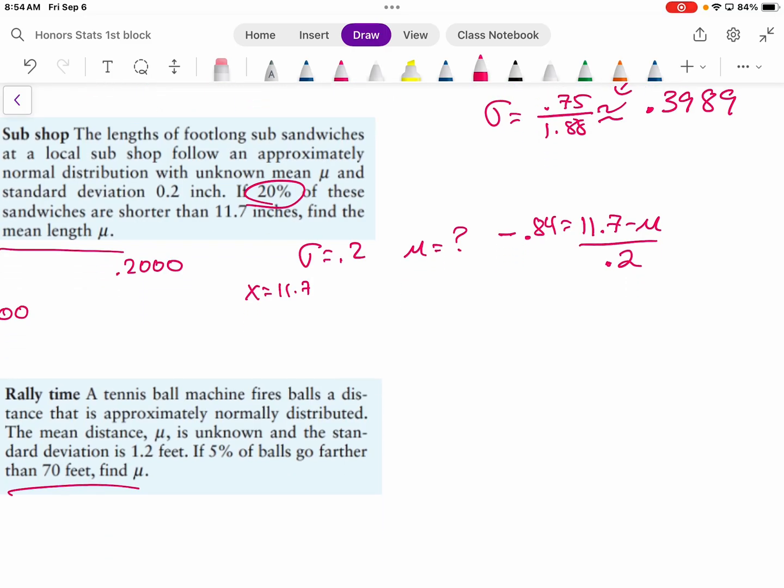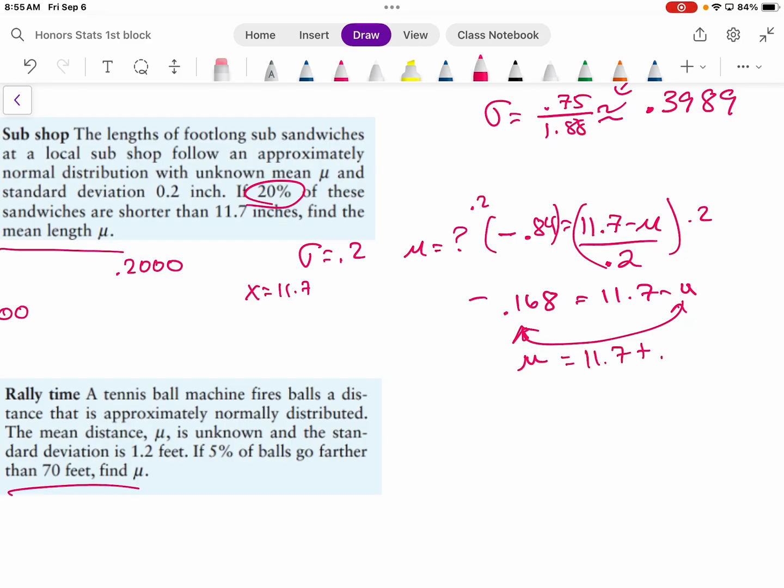So here we can just go ahead and multiply both sides by 0.2. And then get our little handy dandy calculator here, negative 0.84 times 0.2. And we get negative 0.168 equals 11.7 minus mu. Now, technically, I'm going to speed things up. I'm going to trade places with the mu and the negative 0.168. Since they're both negative, they both get added to the opposite side. So I'm just going to trade their places and say that mu is equal to 11.7 plus 0.168.